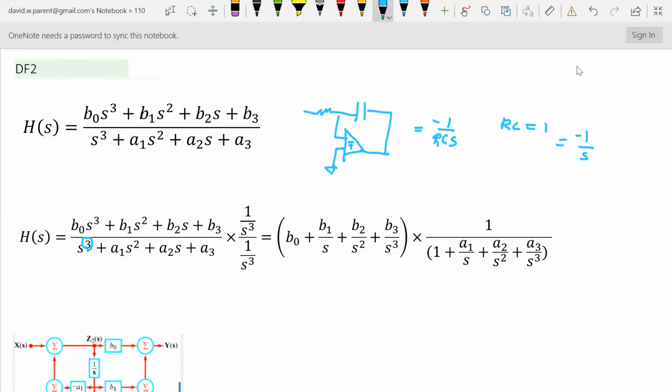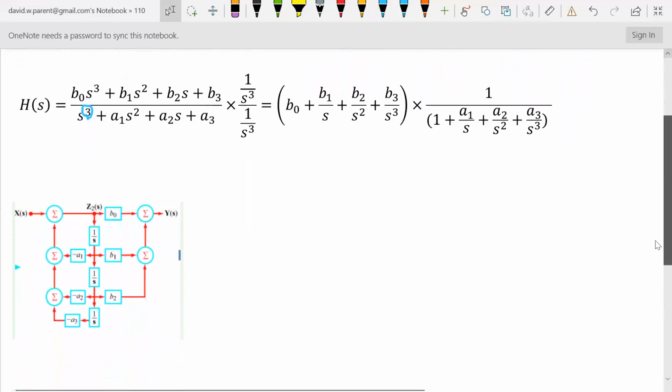Then when we do the same thing for the denominator, we just get 1 plus a1 divided by s, plus a2 divided by s squared, plus a3 divided by s cubed. So this is our standard format to help us remember how to synthesize this. And this will be in the cheat sheet. But you can see here's b1, here's b2, here's b3, minus a1, minus a2, and minus a3.